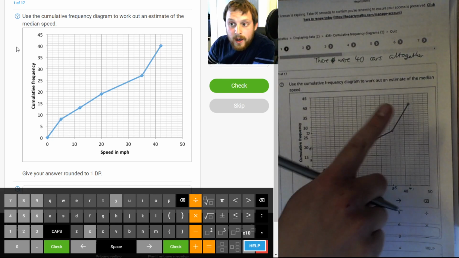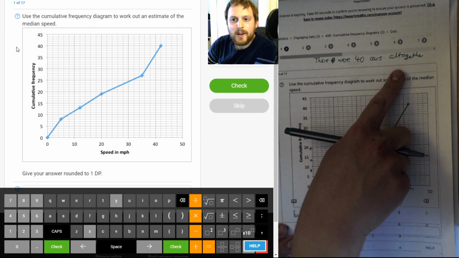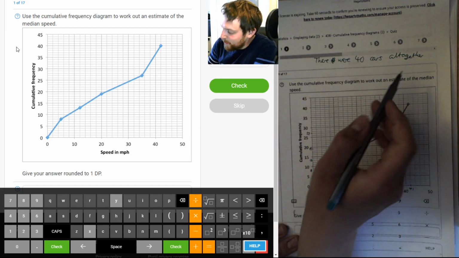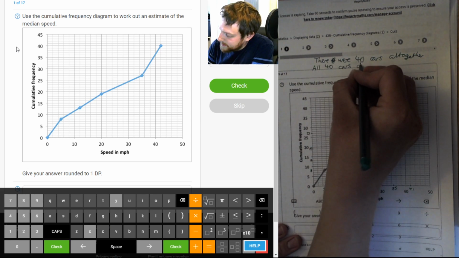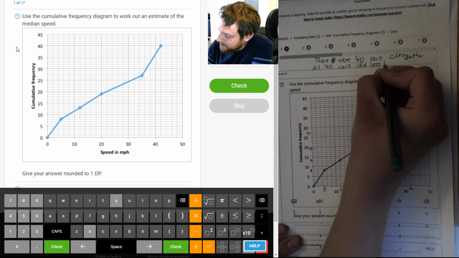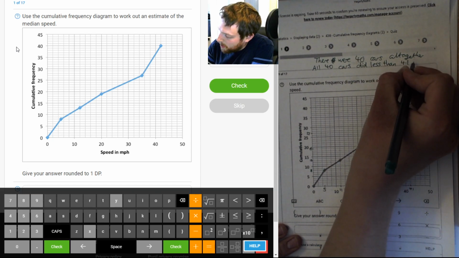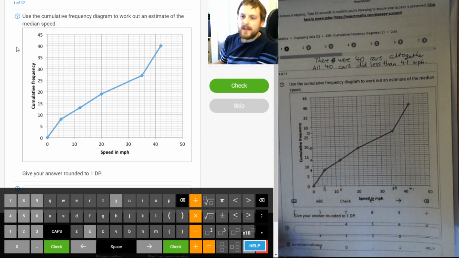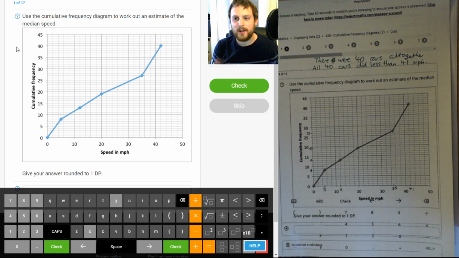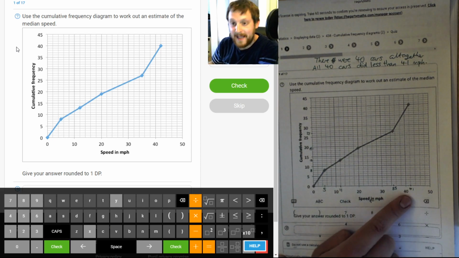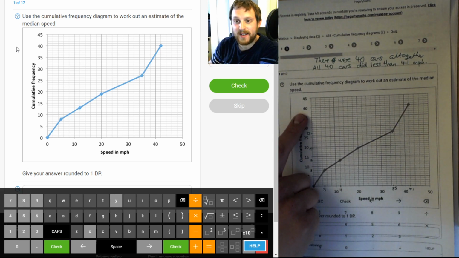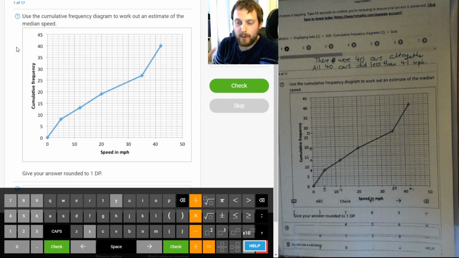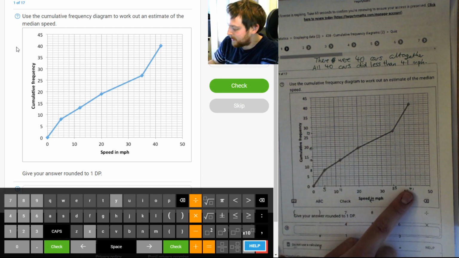There were 40 cars altogether. That's not very neat, sorry about that. I'll try and be neater. All 40 cars did less than 41 miles per hour. So this is maybe a little bit of a complicated question because the numbers are quite similar, right? 41 and 40. 41 is the speed that all the cars were doing less than, and there were 40 of them doing less than 41 miles an hour.